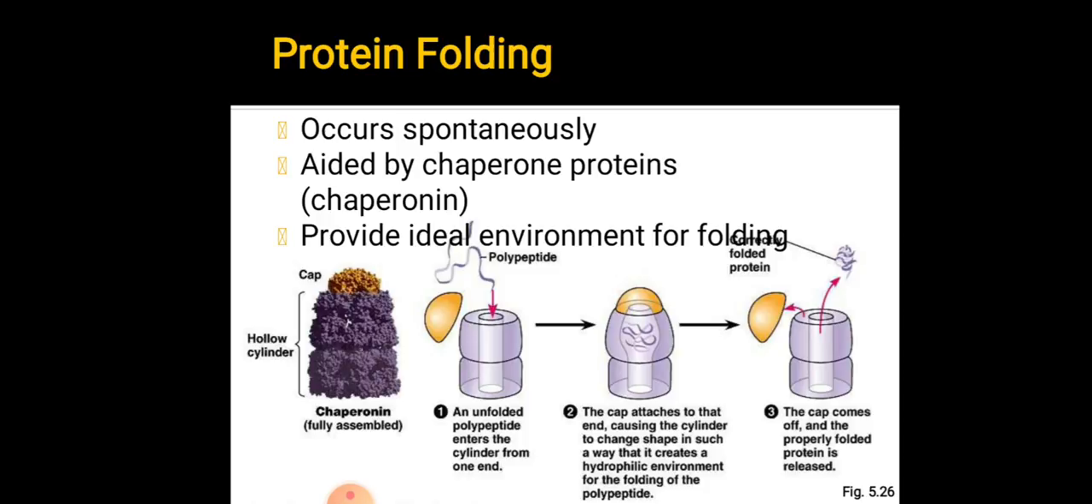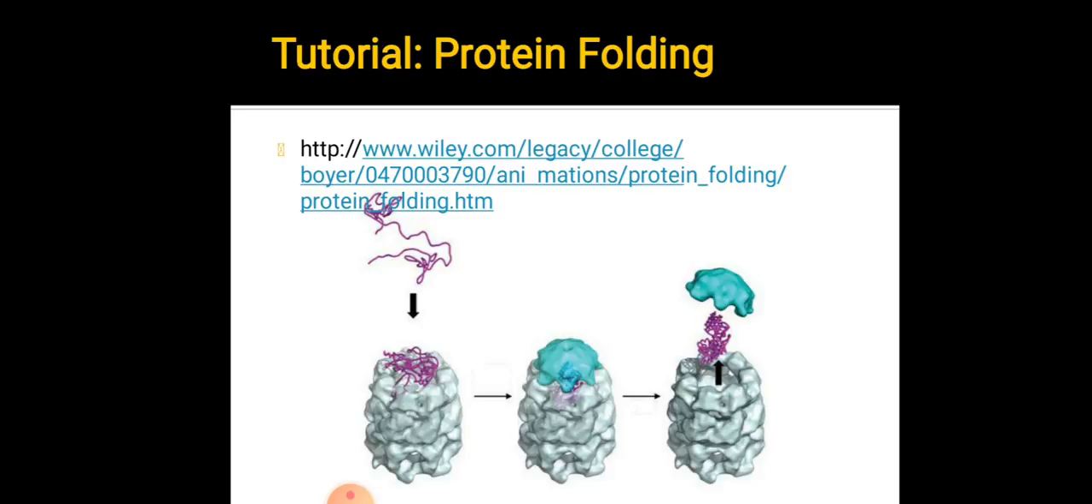Chaperonin provides an ideal environment for folding. These are the different steps: a hollow cylinder, a cap, the chaperonin fully assembled, and an unfolded polypeptide enters the cylinder from one end. The cap attaches to the end, causing the cylinder to change shape in such a way that it creates a hydrophilic environment for the folding of the polypeptide. Later, the cap comes off and the properly folded protein is released for its functioning. Tutorial on protein folding: you can follow the link to see a visual video.